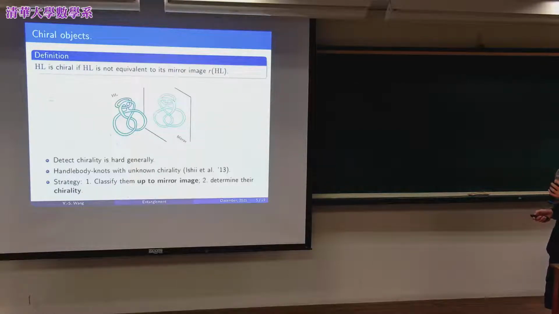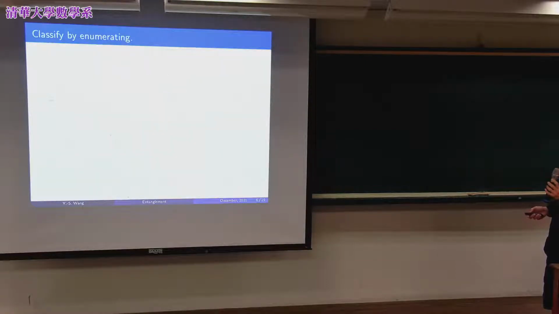And so that's our chirality problem. That's why we have to divide our classification problem into two steps. But how do we do classification? We do it by enumeration. We enumerate the handle-body knots from the simplest one to more complicated ones.